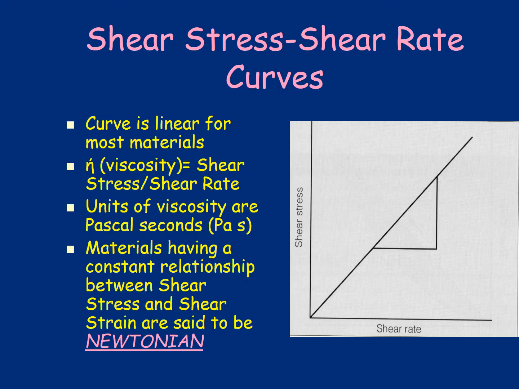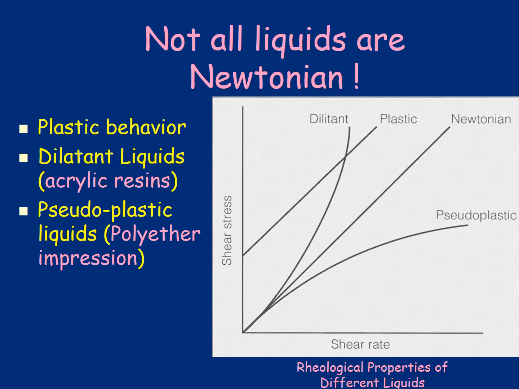When you measure the shear stress over a range of shear rates for a fluid, you will have this constant linear relationship for many fluids. And this slope is equal to the viscosity. The material that has this relationship is said to have Newtonian behavior. Not all liquids behave in the Newtonian behavior as in the previous curve. We have plastic behavior. In the plastic behavior, the material will not flow until the initial shear stress have been reached. After that, it will flow in the Newtonian way.